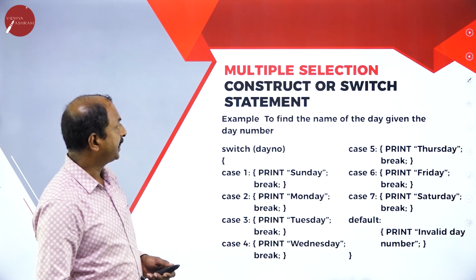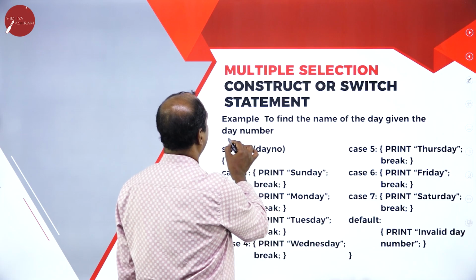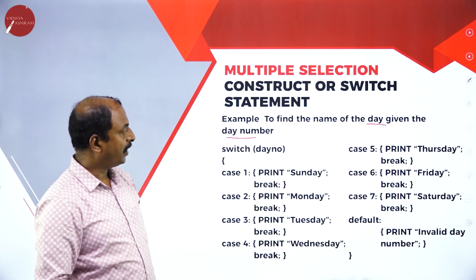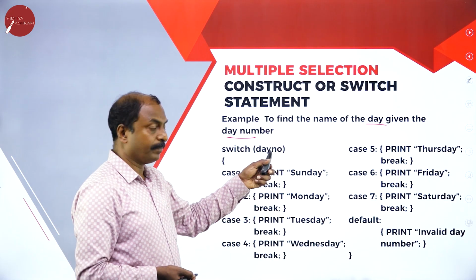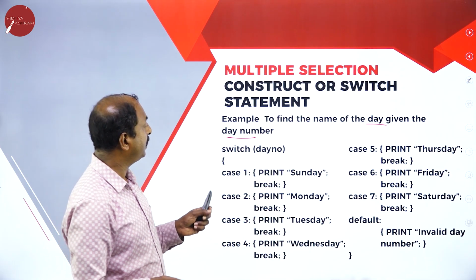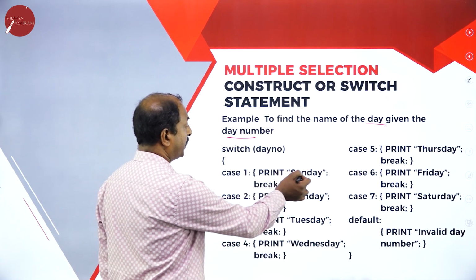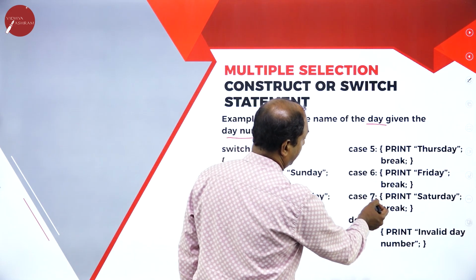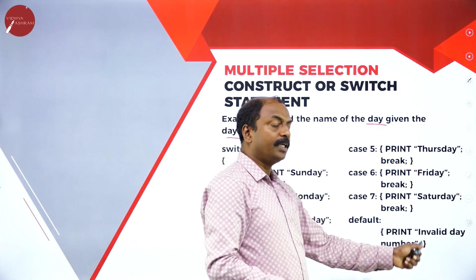Now let us see an example for this. This example finds the name of the day given the day number. This is a program where we have to enter the number, and accordingly it is going to print the day of the week. For example, here we assume that 1 is for Sunday, 2 for Monday, and similarly for the other days, case 7 is for Saturday, and default is invalid day number.